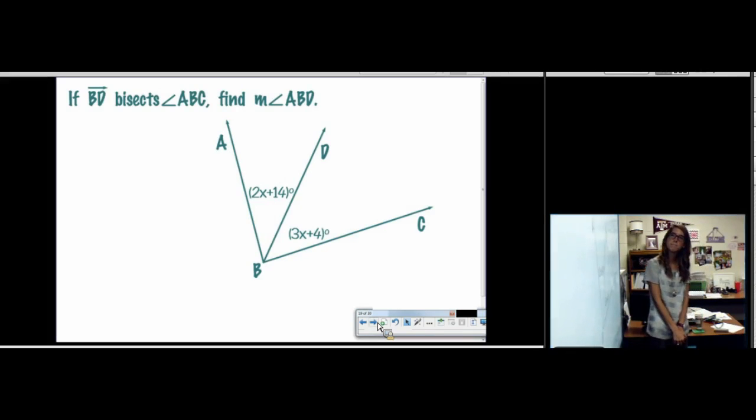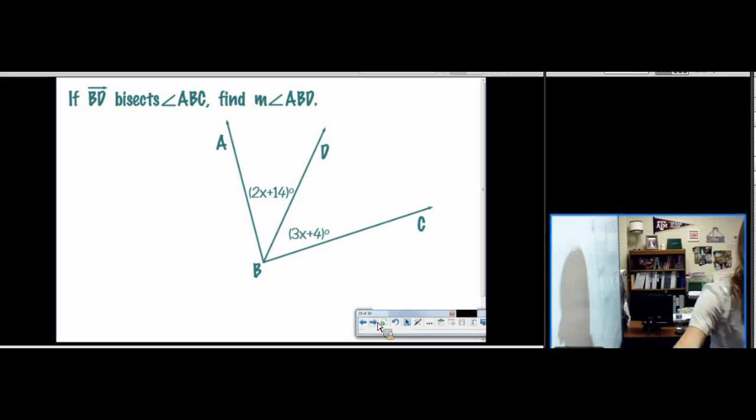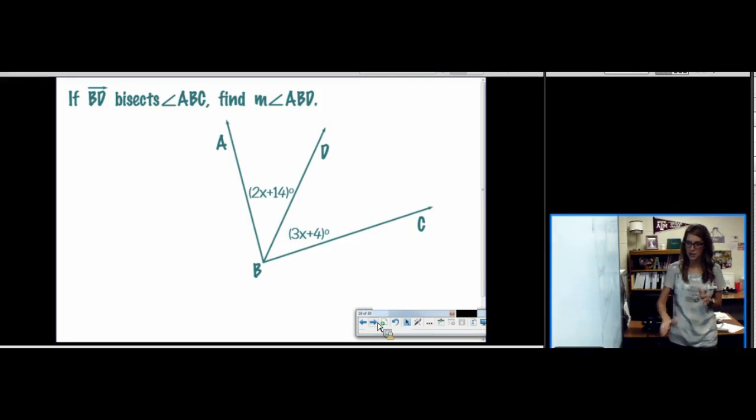Next problem. Find the measure of angle ABD. Let me get you started, for those who drew the picture and then just stopped doing anything.